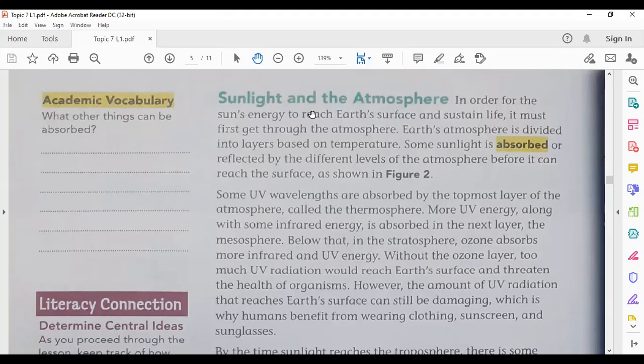Okay, thank you. Now another question. How many layers of the atmosphere are there? Can I answer? Wait. How many layers of the atmosphere? What are the layers of the atmosphere?